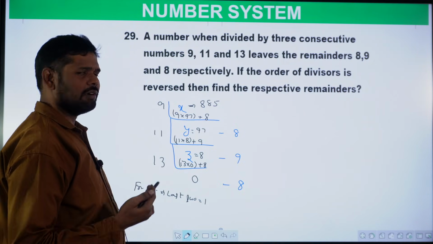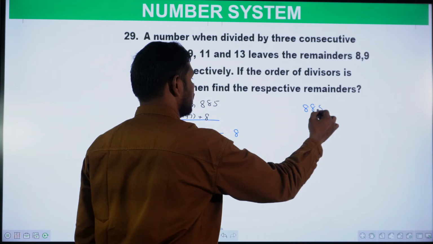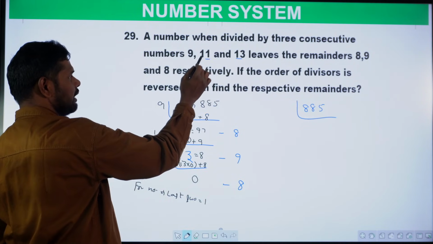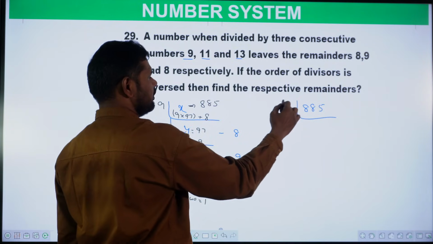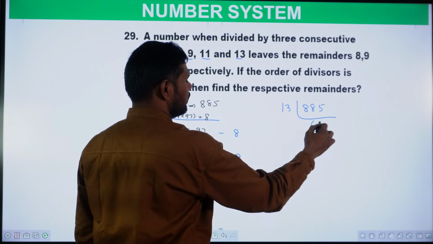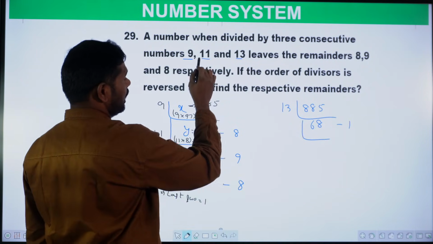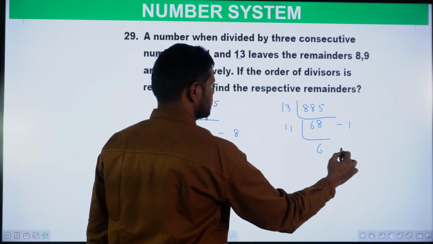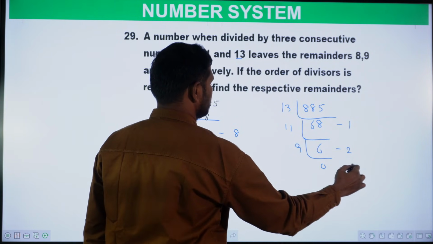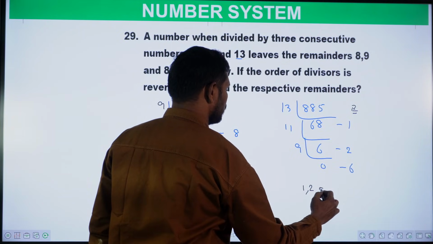But what are they asking now? After getting that number, the order of divisors is reversed, so first you divide by 13, then 11, then 9. First divide by 13: 13 times 67 is 871, the remainder is 1. Next, 11: 11 times 6 is 66, what is the remainder? 2. Next, 9: 9 times 0 is 0, the remainder is 6. The respective remainders are 1, 2 and 6.